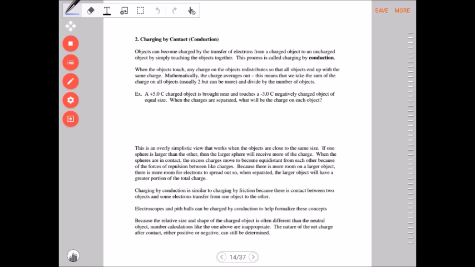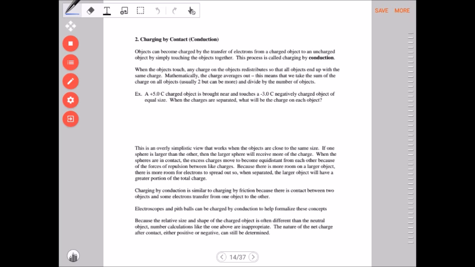When the objects touch, any charge on the objects redistributes so that all objects end up with the same charge. Mathematically, the charge averages out. This means that we take the sum of the charge on all objects, usually 2, but there can be more, and divide by the number of objects. So, as an example, if a plus 5.0 coulomb charged object is brought near and touches a negative 3.0 coulomb negatively charged object of equal size, when the charges are separated, what will be the charge on each object?